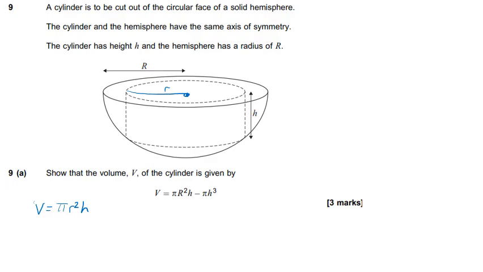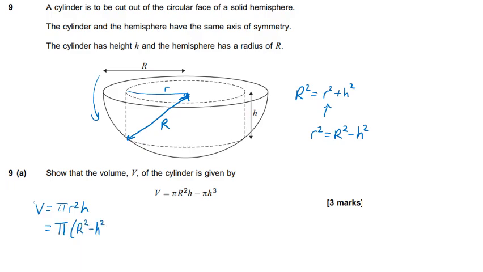But look at the radius of the hemisphere. If we move that line around here, we can also see that the value from there to there must also be big R, because that's also the radius of the hemisphere. And then we can just use Pythagoras to find r. So we know that R squared is equal to small r squared plus h squared. And we want this value, so we'll just rearrange this like so. So our volume is pi times R squared minus h squared times h. And if you multiply that out, you get the expression that's given.